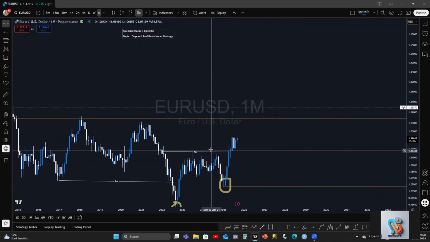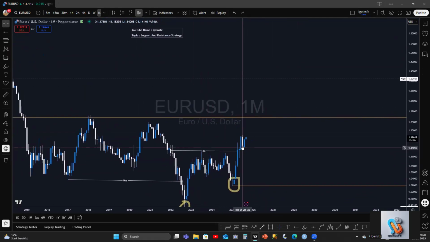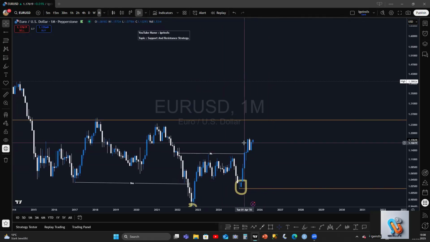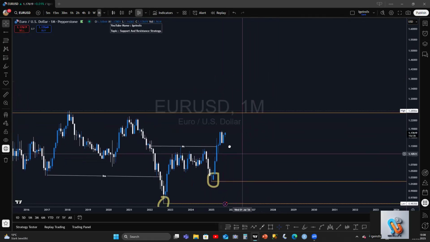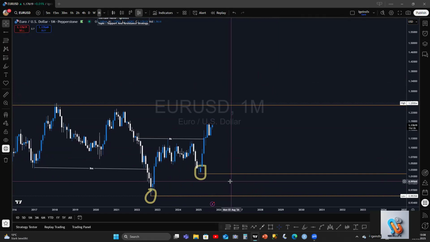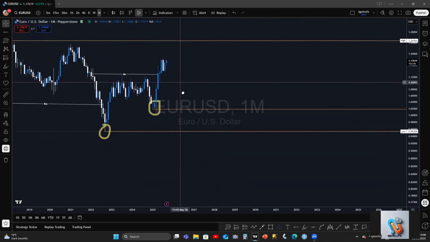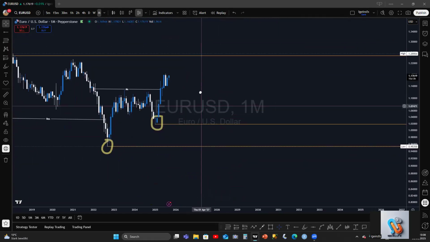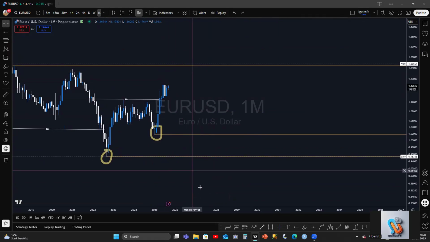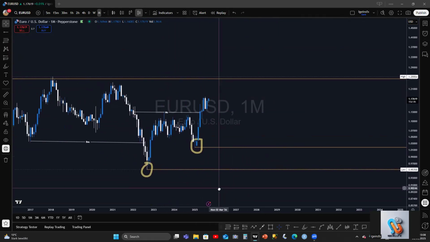lower high. So what we should be expecting right now is, now that it has broken this resistance, this last resistance, we are expecting price either to break above this level or to get to this level and come back to give us a new low.